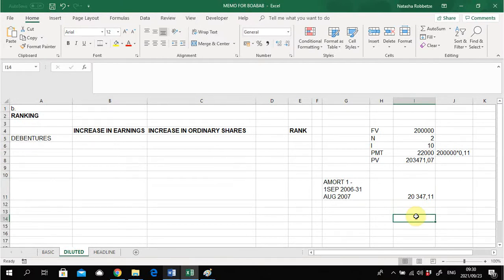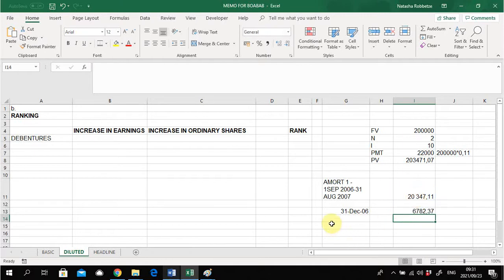But we need to be careful now, because the whole period does not fall within our financial year ending 31st December. So the interest up until 31st December 2006, which is our year end, we need to adjust. It's September, October, November, December, so we need to adjust it for 4 months, because 4 months will fall within our current financial year. So I'm going to take the 23,471 and 11 cents, and I'm going to say times 4 out of 12.